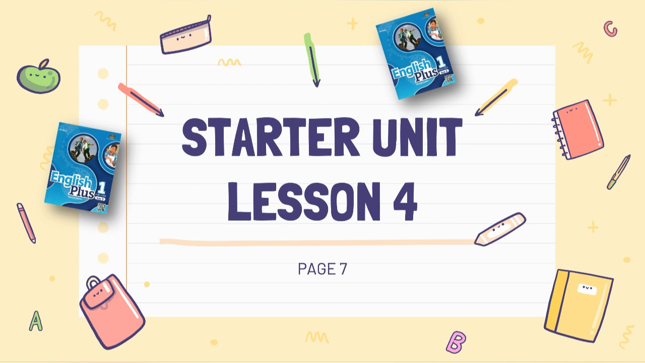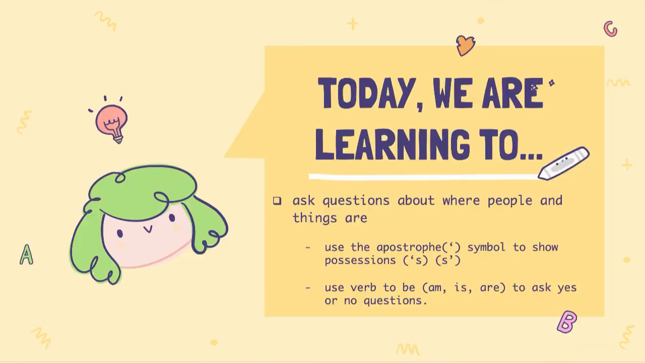Today we are going to continue with lesson number 4, starter unit, page 7 in your textbook. Today we are going to learn how to ask questions about where people and things are. We are going to look into how to use the apostrophe symbol to show possessions. There are two forms which I'm going to show and explain to you later. And also we are going to look into verb to be to ask yes or no questions.